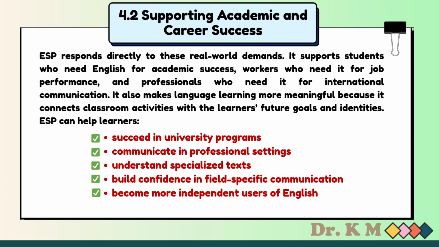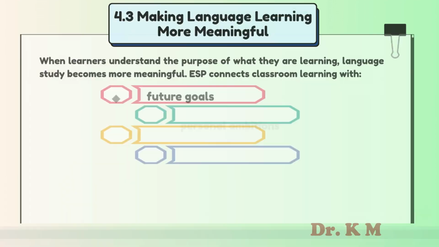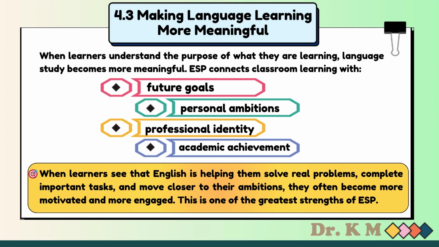It supports students who need English for academic success, workers who need it for job performance, and professionals who need it for international communication. It also makes language learning more meaningful because it connects classroom activities with the learner's future goals and identities. ESP can help learners succeed in university programs, communicate in professional settings, understand specialized texts, build confidence in field-specific communication, become more independent users of English, making language learning more meaningful. When learners understand the purpose of what they are learning, language study becomes more meaningful. ESP connects classroom learning with future goals, personal ambitions, professional identity, academic achievement.